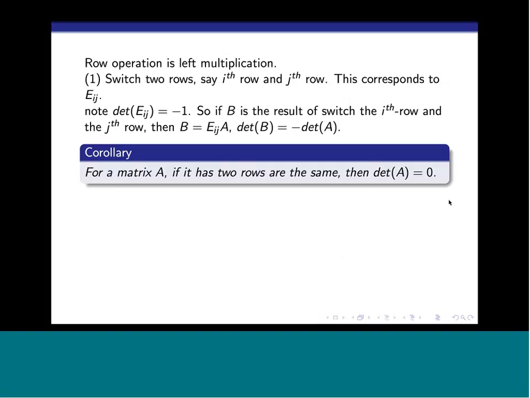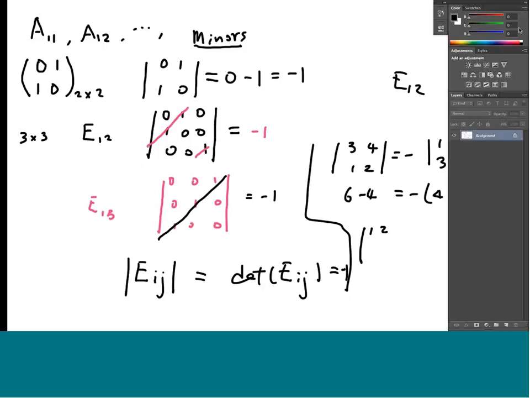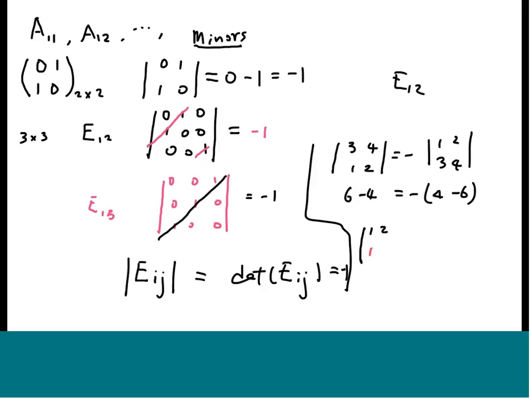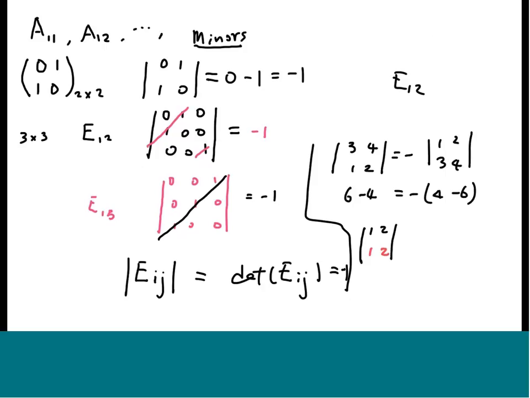Then an interesting thing: if you have two rows the same, changing those two rows will not change the matrix. So for example, I have the row 1, 2, and then another row also 1, 2. Then you switch them, you get the negative.